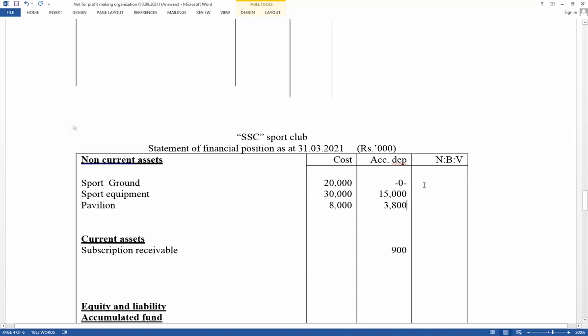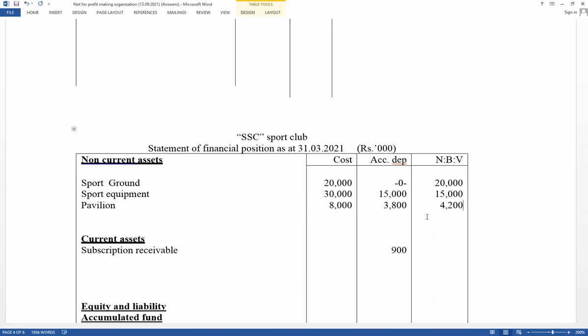Then at the same time, net book value also can be calculated. Therefore, think cost value, think accumulated depreciation. Annual depreciation also should be added to the opening balance, then take the closing balance. Cost minus accumulated depreciation gives the net book value. Therefore, this one minus this one here will equal 4,200.